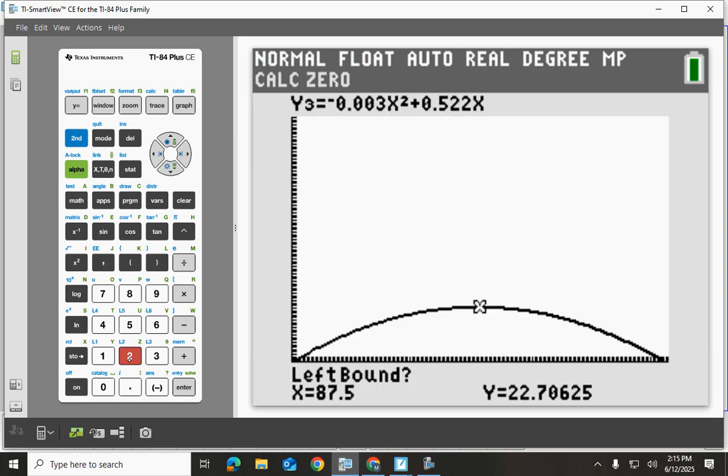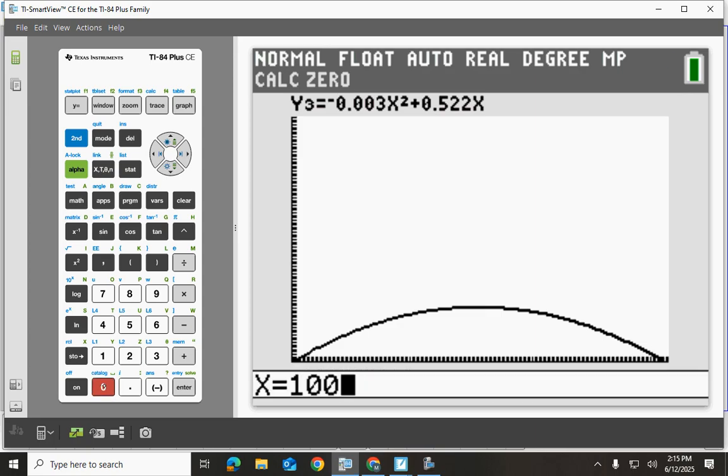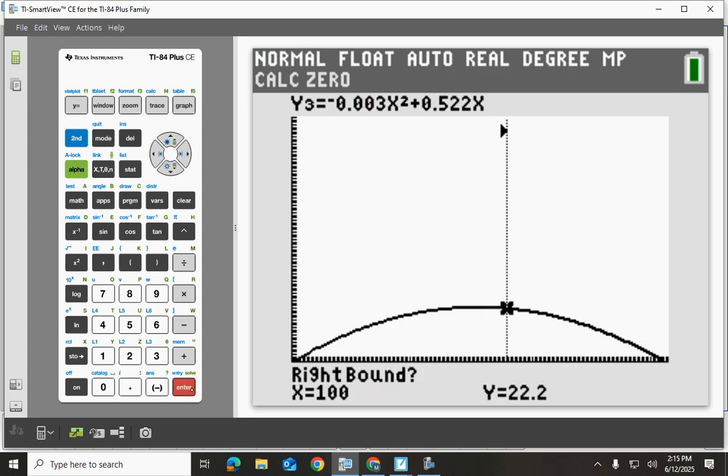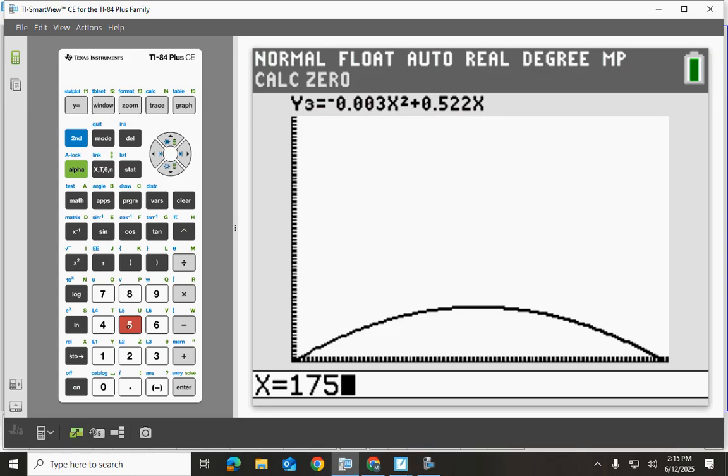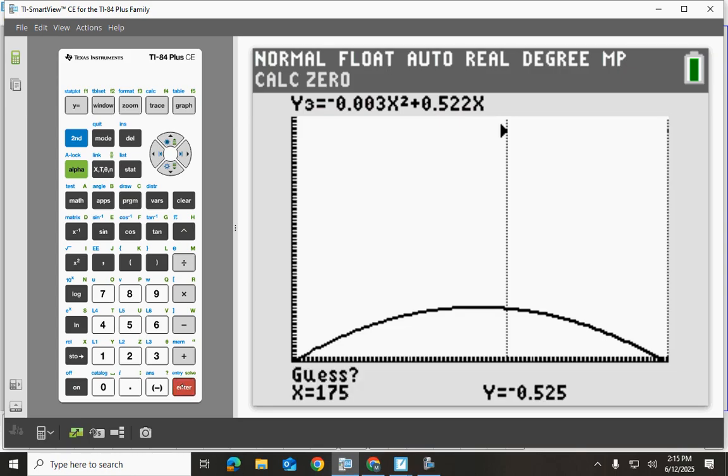So you can either scroll to the left and scroll to the right, or you can plunk a number in on the left side and a number in on the right side. So a number for the left, I'll go with 100. A number on the right, I'll go with 175. Hit enter to get past guess, and it lands at 174.